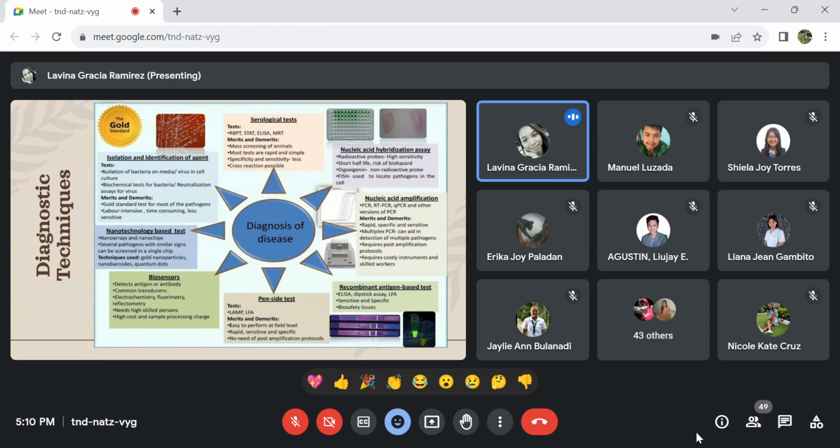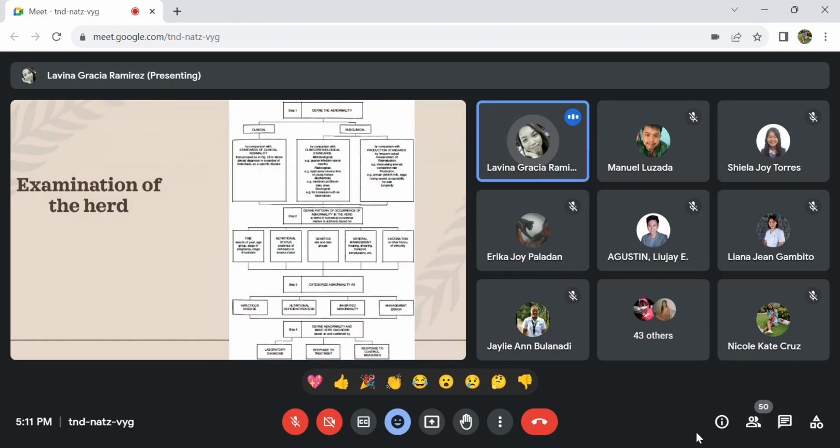I don't know if you can see my pointer. So these are some of the present or current diagnostic techniques in the field. I think you can read this? But you can find this one in Radostits. I just put this one because it summarizes the possibility of examination of a herd.